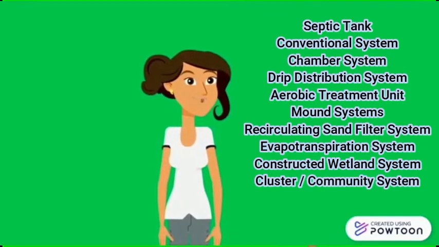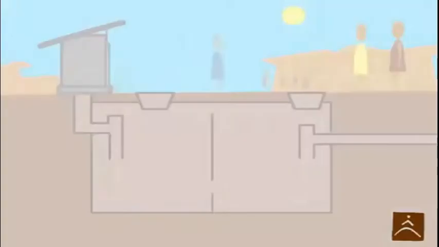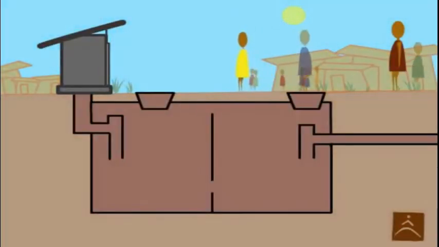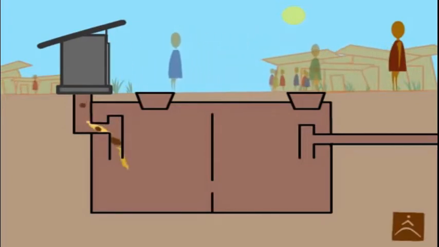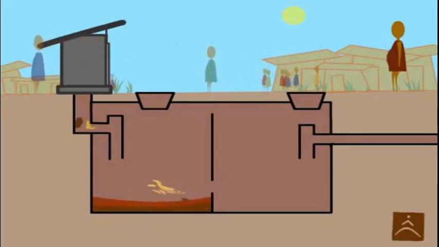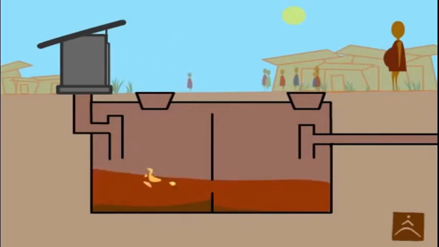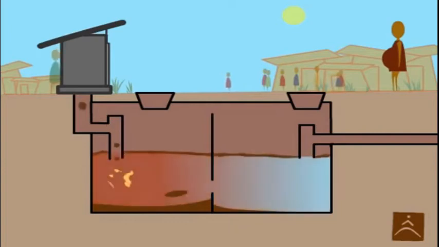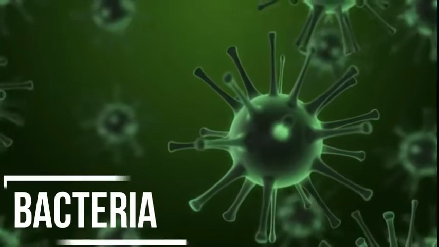A septic tank is a buried watertight tank designed and constructed to receive and partially treat raw domestic sanitary wastewater. Heavy solids settle to the bottom of the tank, while greases and lighter solids float to the top. The solids stay in the tank while the wastewater is discharged to the drain field for further treatment and dispersal. Your household liquid waste flows from the house into the septic tank, where the sewage undergoes a settlement process and is partially treated by bacteria.